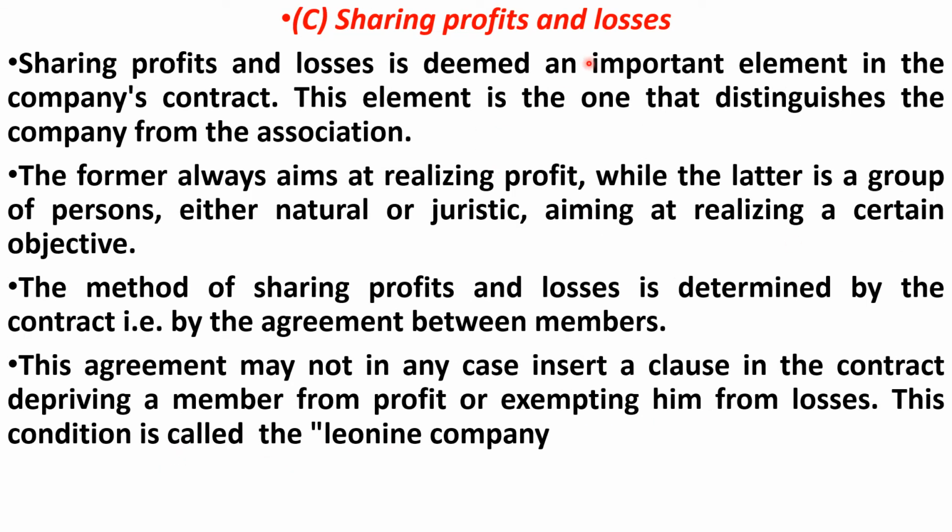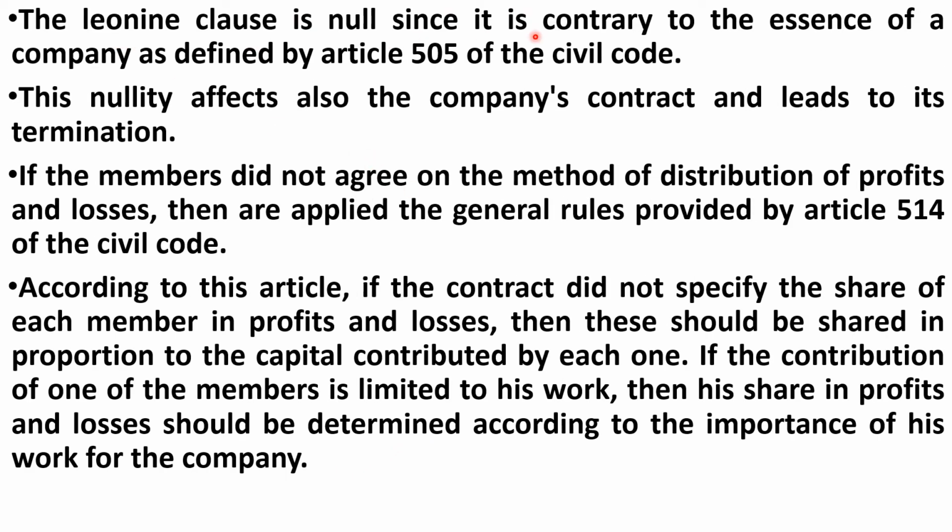Sharing profit and loss is an essential element, one of the specific elements of the company contract, because the aim of a company contract is sharing profit and loss. If the contract has a condition that any member or partner gets profit without loss, in this case the contract is void, called a lenient company. The lenient clause is null, as it is contrary to the essence of the company. According to this article, if the contract did not specify the share of each member in profit and losses, then they should be shared in proportion to the capital contribution.